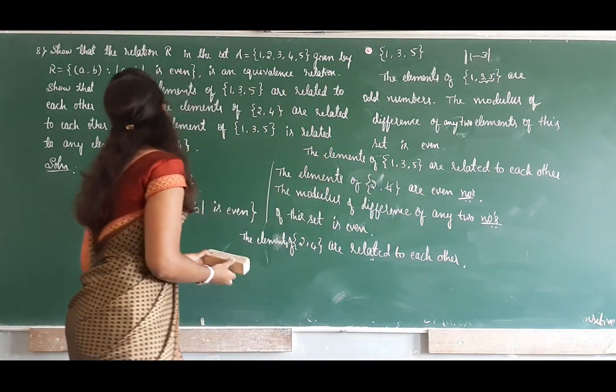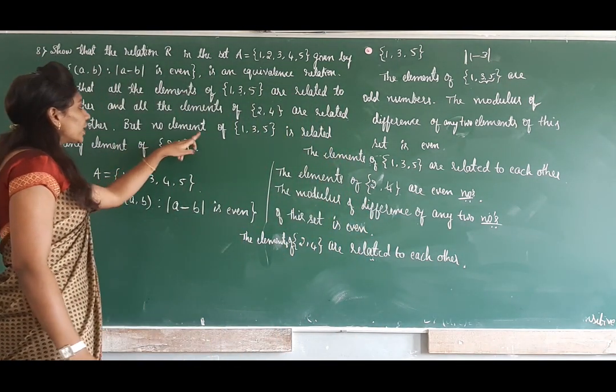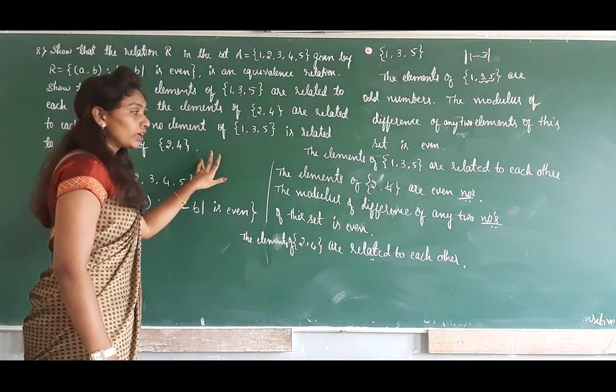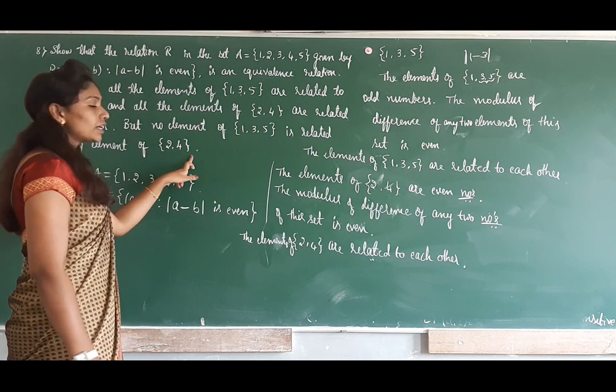Okay, and the next question is that no element of 1, 3, 5 is related to any element of 2, 4. Okay, 1, 3, 5 is not related to 2, 4.